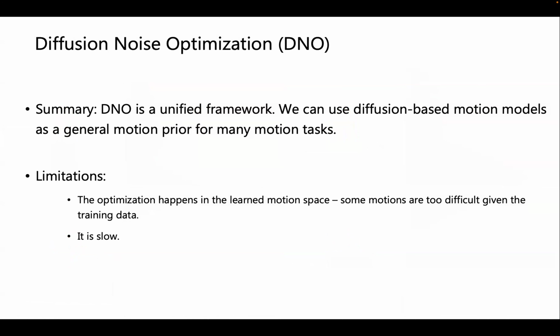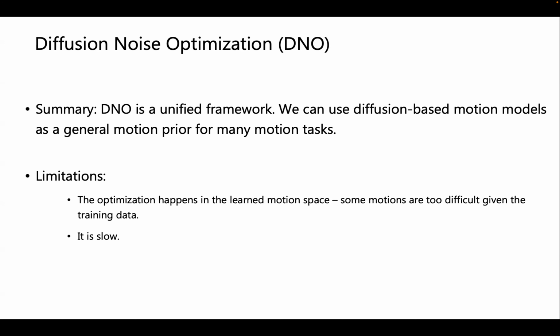I want to summarize here. I think DNO is a very simple algorithm, but it's a unified framework. It tells us we can use a diffusion-based motion model as a general motion prior for many different tasks.